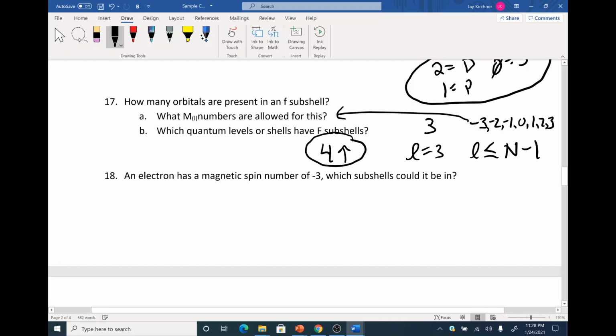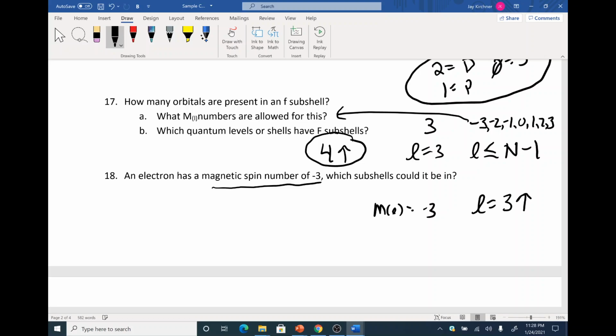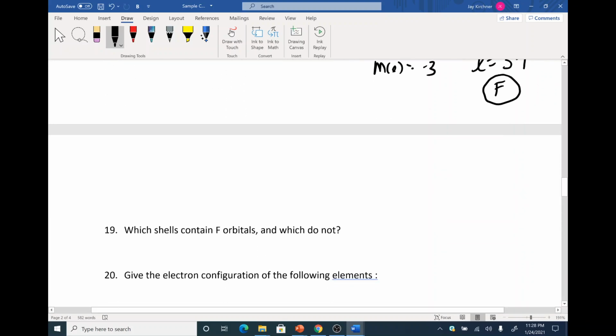Okay, so M sub L, magnetic spin number, is -3. Which subshells could be in? Implying it could be more than 1. Well, that means L has to be 3 or up. Why? Because M sub L is from positive to negative of that number. If it was 2, -3 wouldn't be in there. So L has to be 3 or 4. Well, again, L, 0 is S, 1 is P, 2 is D, so this is at least F. That's only one we have to list. Even though there's a G and an H, we don't use them.